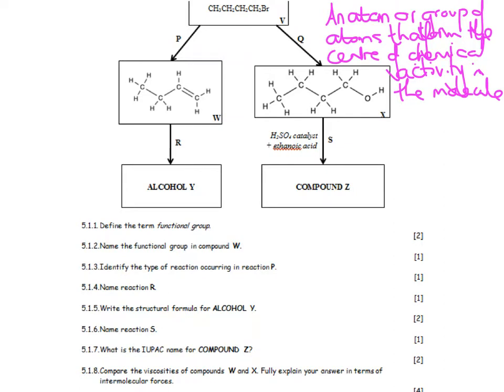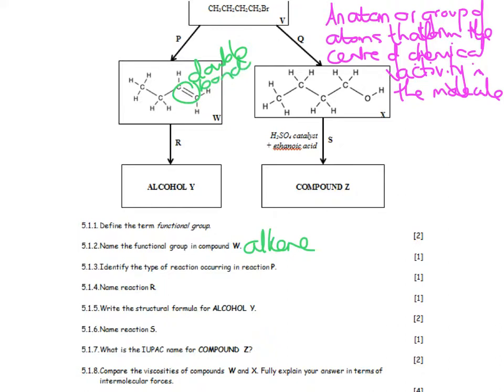Define the term functional group. So it is an atom or a group of atoms that form the center of chemical activity in the molecule. Name the functional group in compound W. So W over here has got a double bond in it, so it is an alkene. I suppose if you said a double bond, that is also the functional group, I suppose.